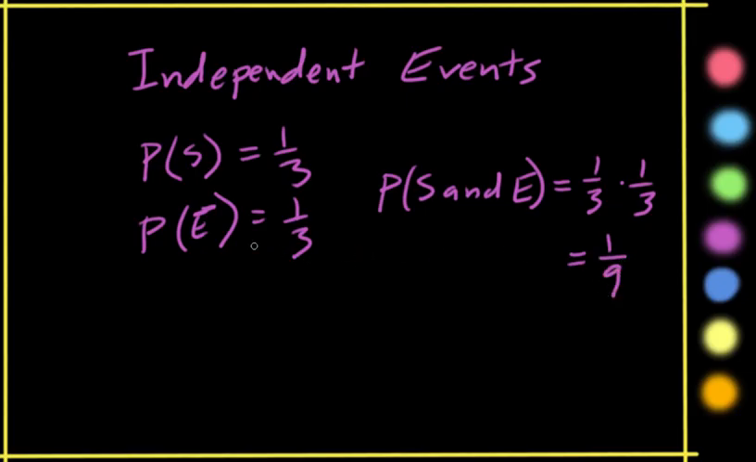Now, there might be some reason why they were dependent on each other. So for example, if the test happened to be easy, maybe 1 out of every 3 tests is easy and they both get an A on all the easy tests, then these two probabilities would be sort of linked together.